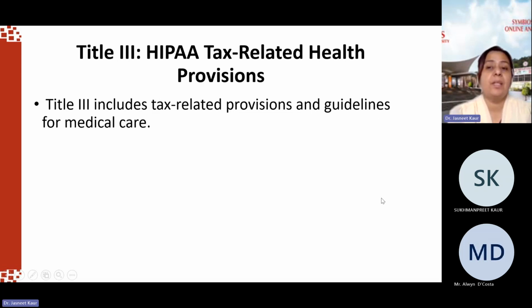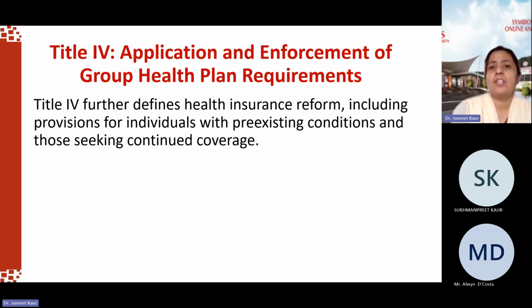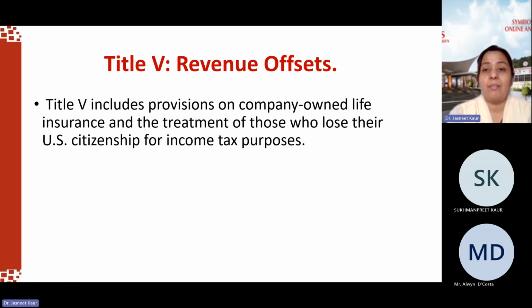Then HIPAA tax related health provisions. It includes all tax related provisions and guidelines for medical care, and application and enforcement of group health plan requirements. When we are taking the group health, HIPAA insurance reform also includes the provision of individuals with pre-existing conditions and those seeking continuous coverage. So all this data is also covered under the HIPAA plans. And revenue offsets includes provisions on company owned life insurance and the treatment of those who lost the citizenship.